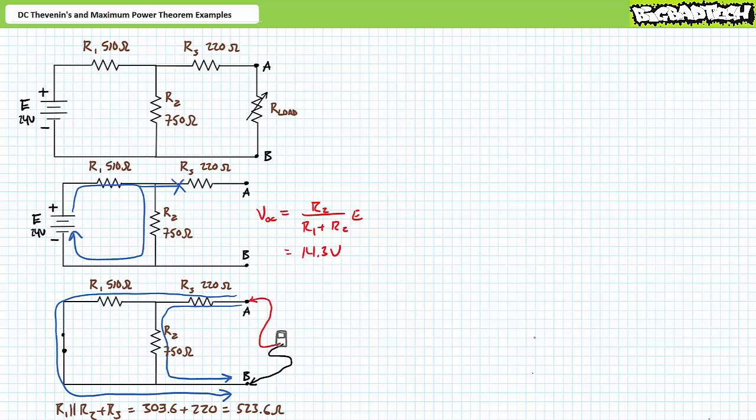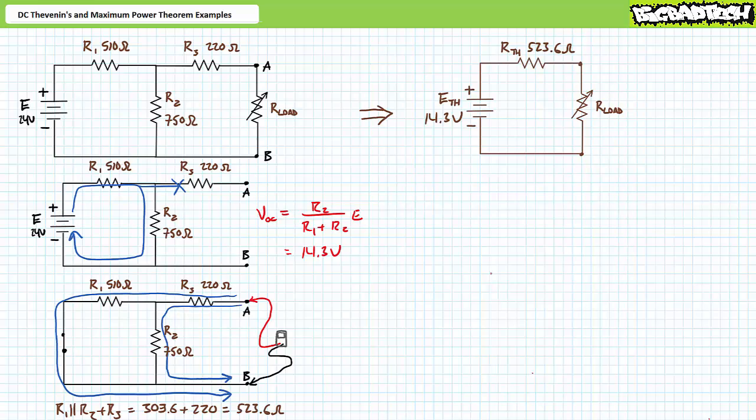An ohmmeter in your position at the terminals of interest would see R3 in series with a parallel combination of R1 and R2. This presents a resistance of roughly 523.6 ohms. This is our Thevenin's equivalent resistor, RTH. Our Thevenin's equivalent circuit is therefore the series combination of ETH at 14.3 volts and RTH at 523.6 ohms in series with our variable load resistor, R load.